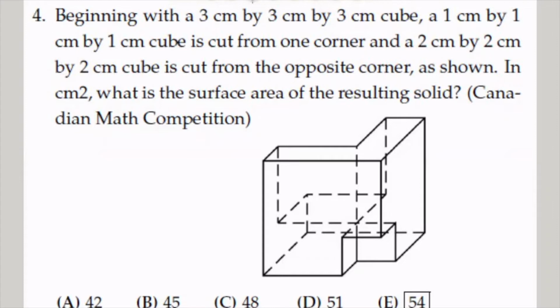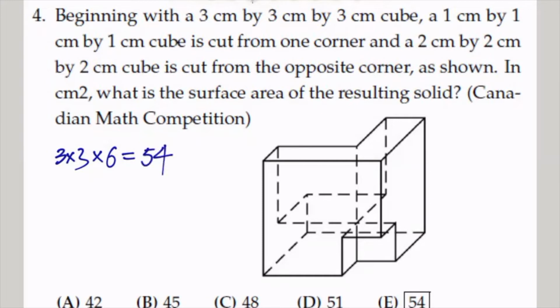Okay, let's look at the original cube, which is a 3 by 3 by 3. What is the surface area of that cube? Each face is 3 by 3, and there are 6 faces. So altogether, the surface area of the cube is 54.